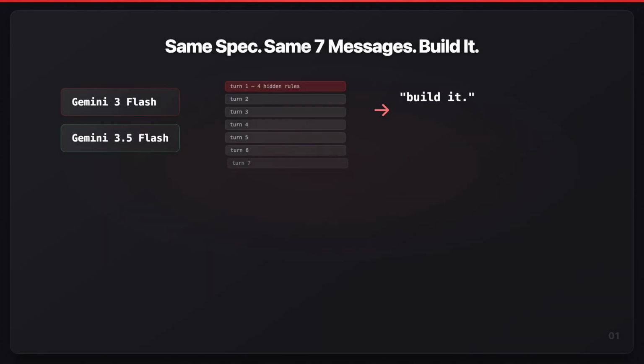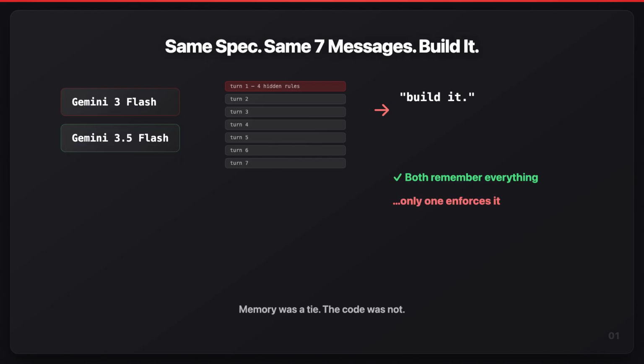I gave Google's Gemini 3 Flash and its successor 3.5 Flash the exact same instructions. 7 messages, a pile of rules. Then I said, build it. Both models remembered every single rule I gave them. Every one. So far, a perfect tie. But then they wrote the code. And only one of them actually enforced the rules it had just repeated back to me.